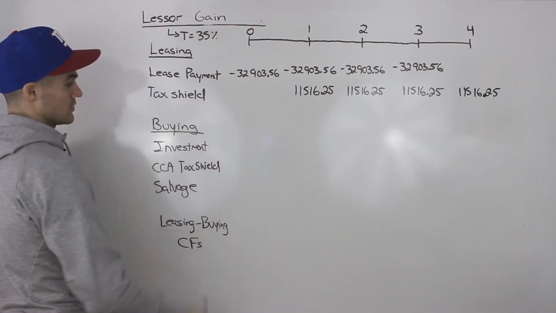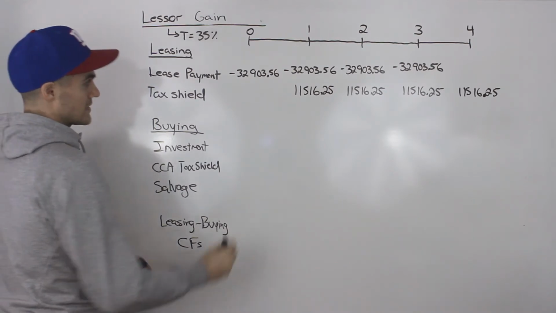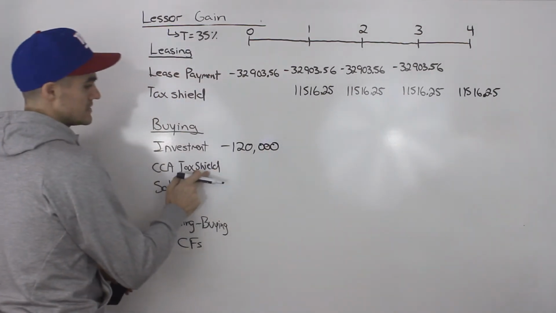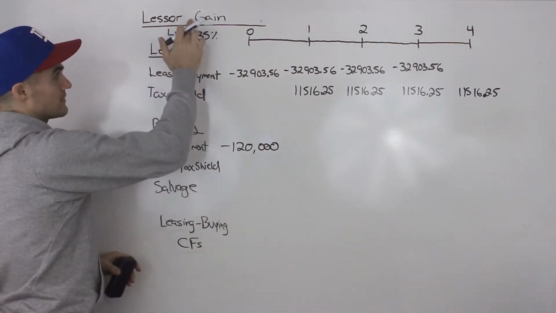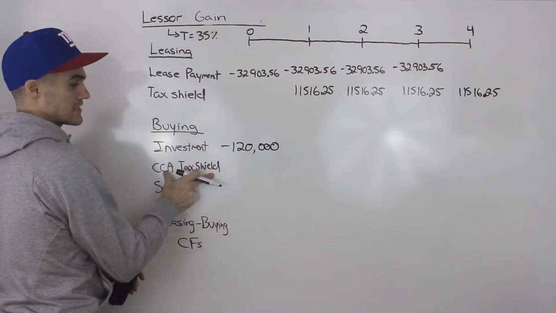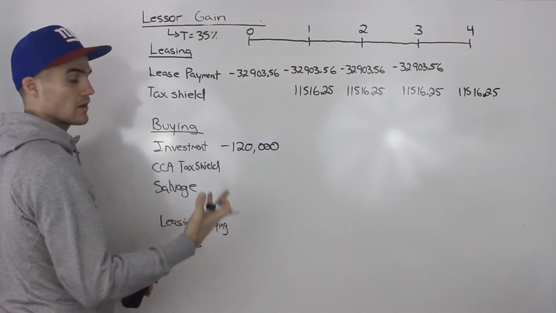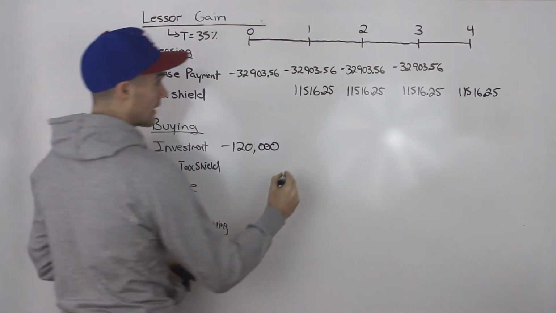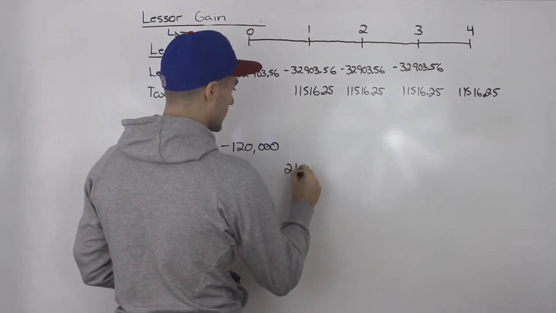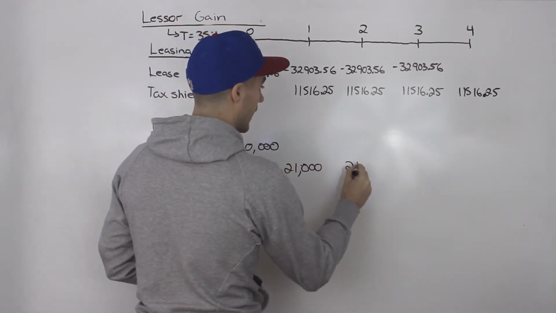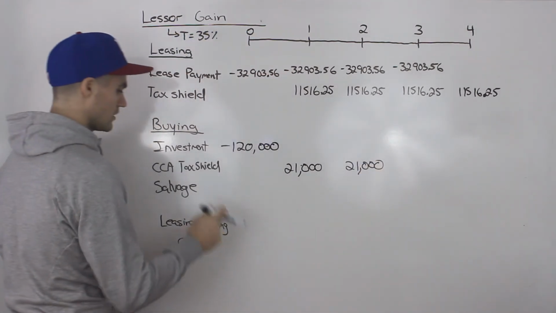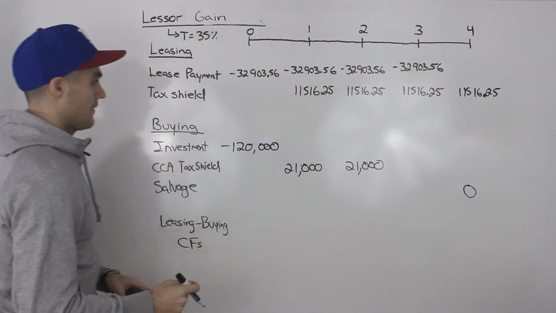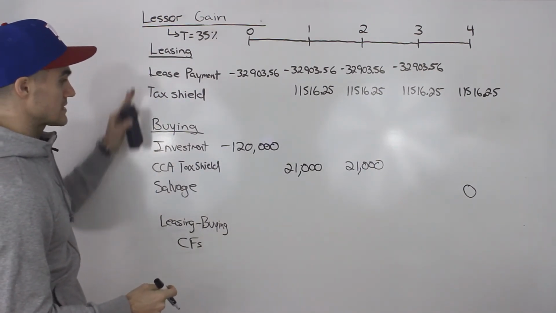What about the buying portion of the timeline? Well, the investment is just the cost of the machine. That's still $120,000. And then the CCA tax shield, because we are looking at this from the lessor's point of view, the CCA tax shield is from the lessor's point of view as well. And at the beginning, we had the CCA tax shield for the lessor, and that was $21,000 in years 1 and 2. Then the salvage value is just 0. And then that's all the cash flows for the leasing and the buying.